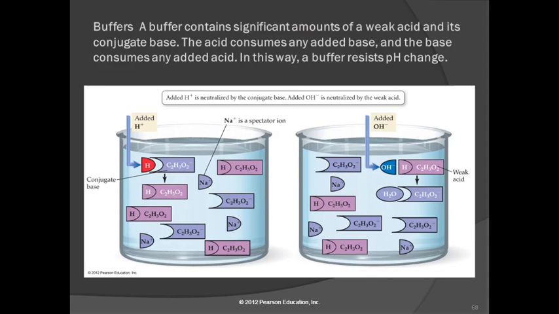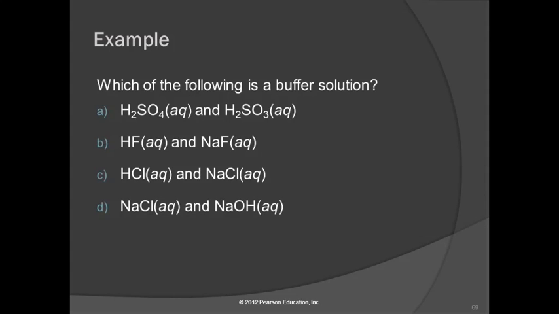Here's a picture of that happening. If acid is added, it can hook up with the conjugate base. If base is added, the acid will neutralize it. So which of the following is a buffer solution? This is kind of what you need to know about buffers: be able to identify them. You have to have a weak acid and the conjugate base, meaning the anion of that weak acid.